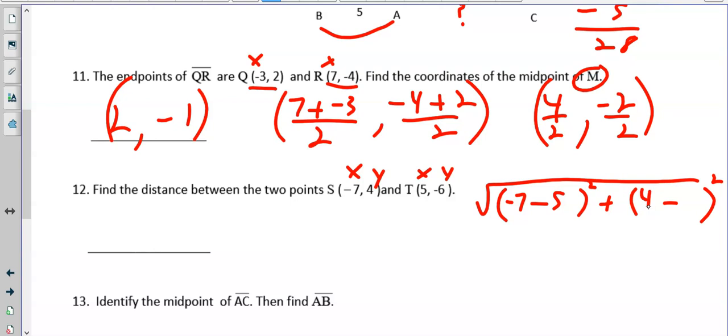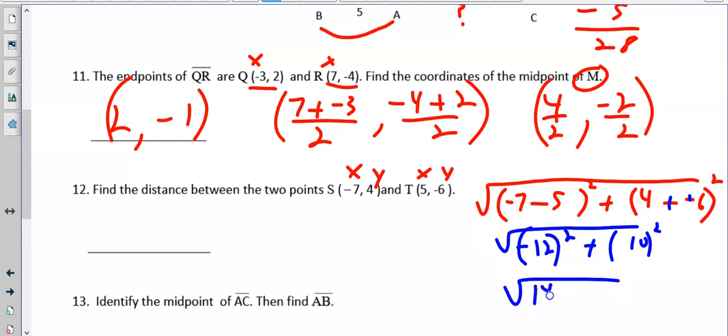And this is where doing this ahead of time helps, because instead of doing 4 minus 6, it's actually 4 minus -6, which is going to become +6. So my next step, -7 minus 5 is not 2 or -2. You're borrowing $7, you're borrowing $5, you're borrowing $12. Squaring it. Plus 4 plus 6 is 10 squared. So that's going to be 144 plus 100, which is 244.